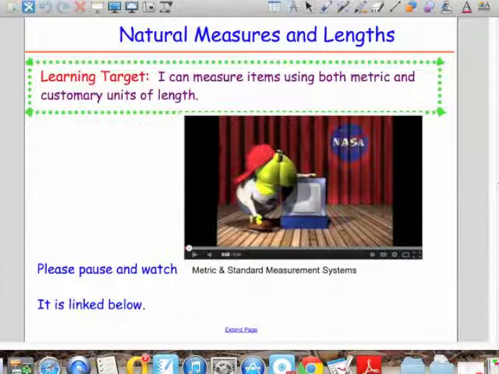Okay, today we're going to be talking about natural measures and lengths. Your learning target is: I can measure items using both the metric and customary units of length. Today we're going to work with both of those. What I want you to do right now is pause my video and watch the metric and standard measurement systems video linked right below this video. Go ahead and do that now.